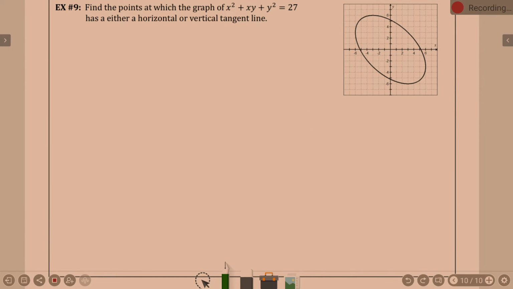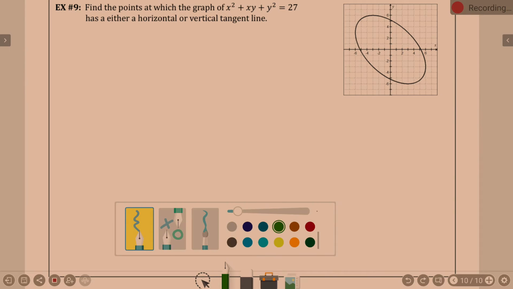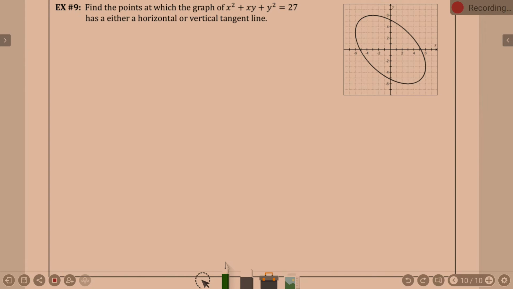Find the points at which this graph has either a horizontal or vertical tangent line. We're going to need derivatives, yes? Well, we have to find the derivative right now. And then we're going to have to think about when our derivative equals the particular slopes. So let's find our derivative first.